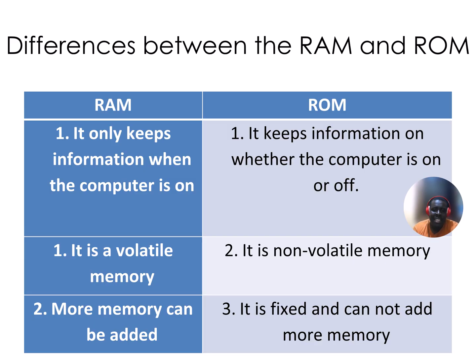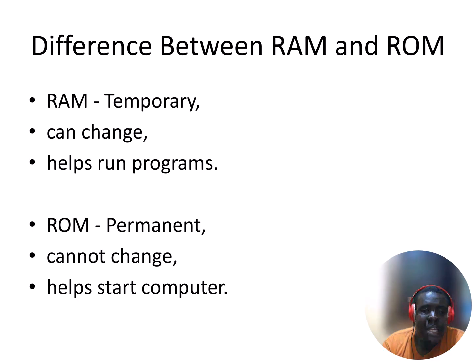So let's look at a clear summary of the differences between the RAM and the ROM. We said RAM is temporary. That means that it is volatile, and it can be changed, and it helps to run programs. The ROM is permanent, meaning it's non-volatile. It cannot be changed, and it helps the computer to start. Remember these key things because the tests that we'll do would have some of these questions in. So let's go over it again.